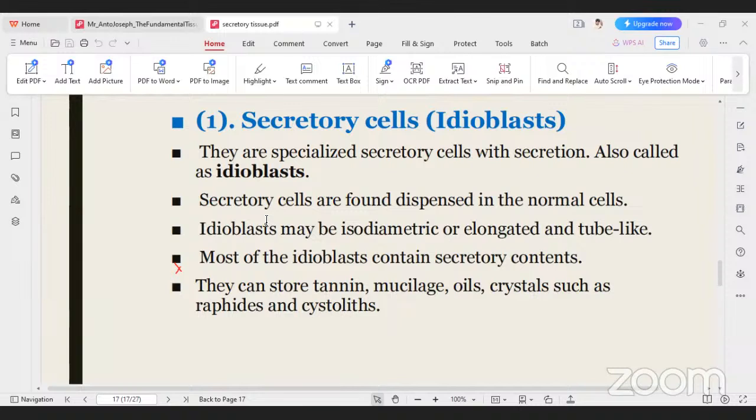The idioblast may be isodiametric, elongated, or tube-like. The structure is not important. Most of these cells contain secretory content. They can store tannin, mucilage, oil, crystals, raphides, and cystoliths. In the specialized idioblast cell, tannin is present, mucilage, oils, crystals, raphides, and cystoliths are also present.